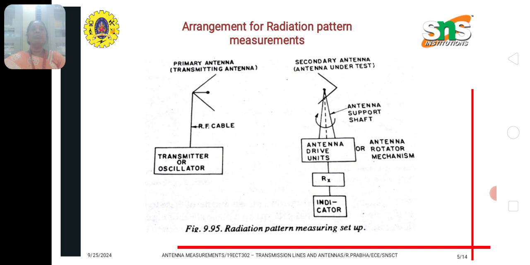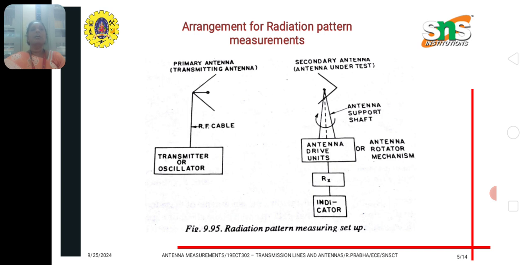The primary antenna is constantly transmitting, and the secondary antenna is rotated by the antenna drive units through 360 degrees, and at each particular step angle we measure the radiation. After getting all the radiations measured from 0 degrees to 360 degrees using the receiving antenna, if we draw the graph on a polar plot, we get the radiation pattern of the antenna. This is the method of calculating the radiation pattern of a given antenna.